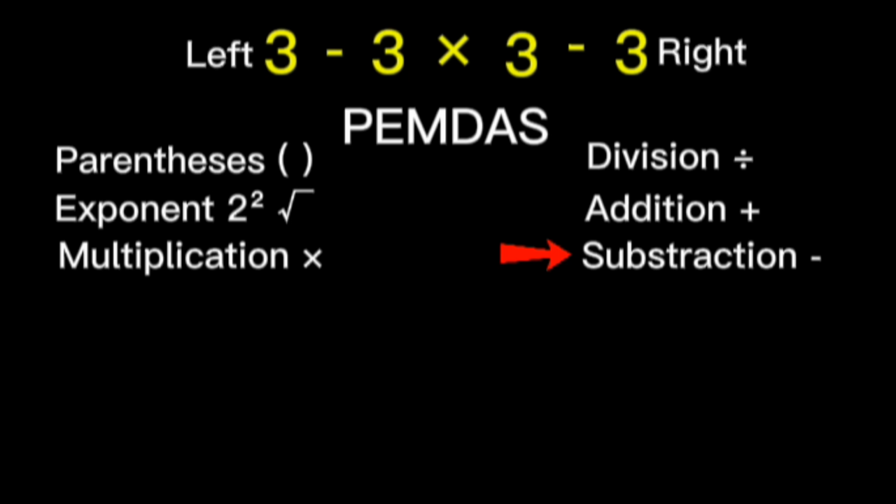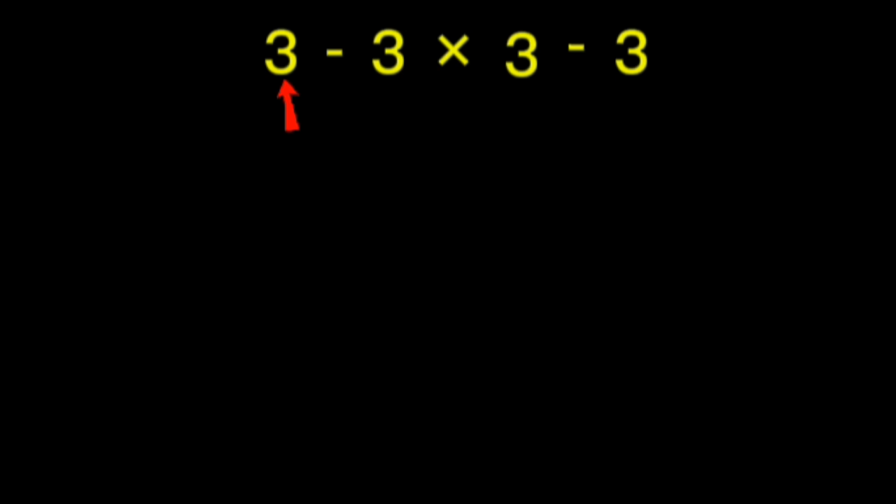So let's take our expression. We have 3 minus 3 times 3 minus 3. According to PEMDAS, multiplication comes before subtraction. So we do 3 times 3 first. 3 times 3 equals 9. Now bring everything else down. 3 minus 9 minus 3. Now we're left with subtraction only, so we move from left to right.